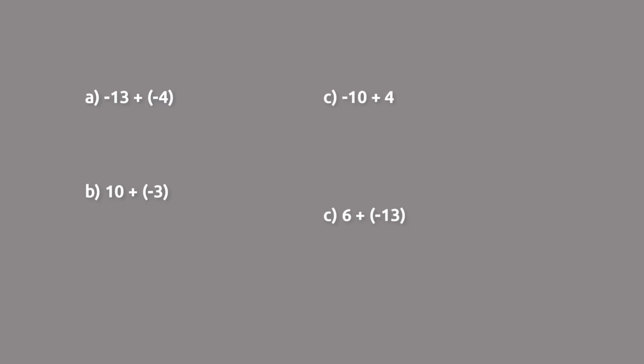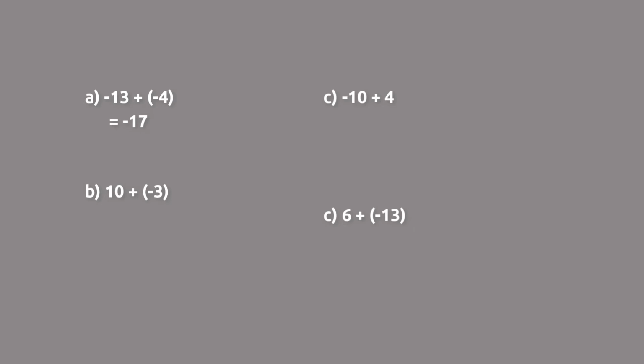So with part A, we're given negative 13 plus negative 4. They're both negative, so we just add 13 and 4, and we know the solution is negative. 13 plus 4 is 17, so the solution is negative 17.